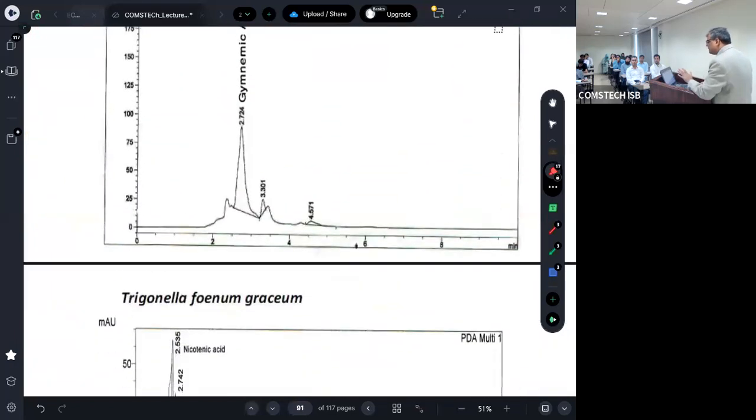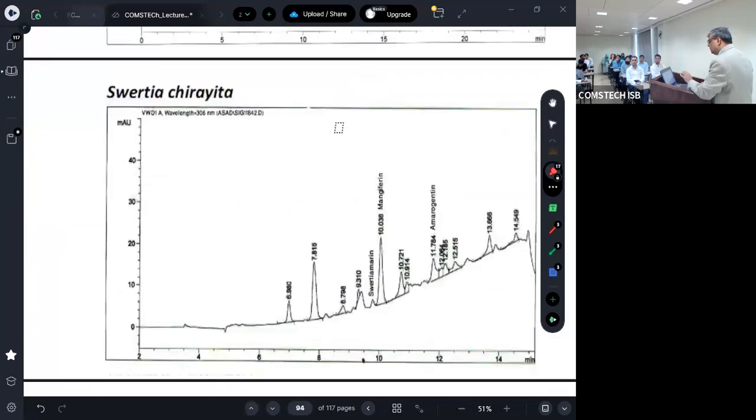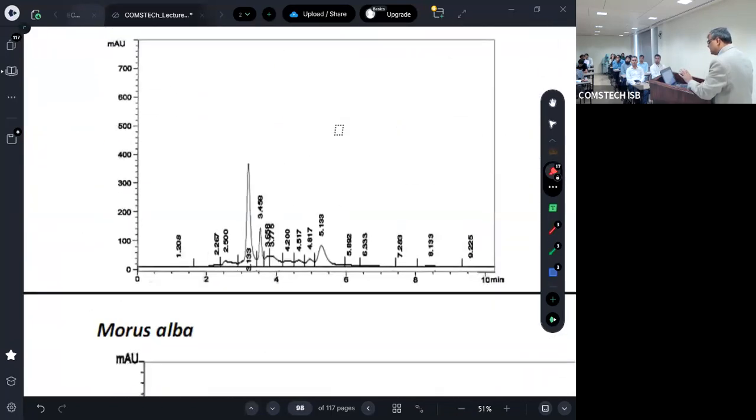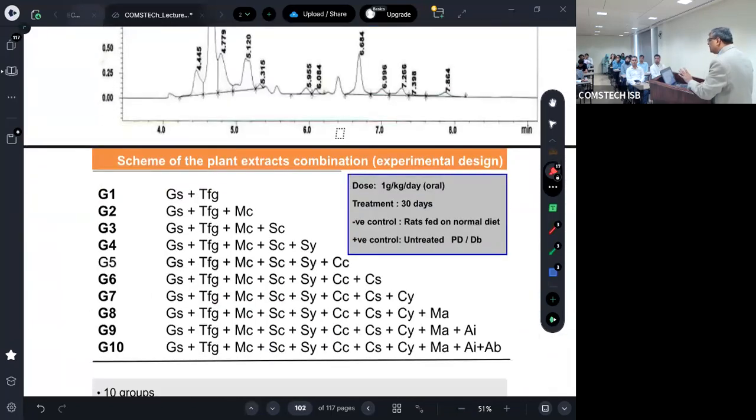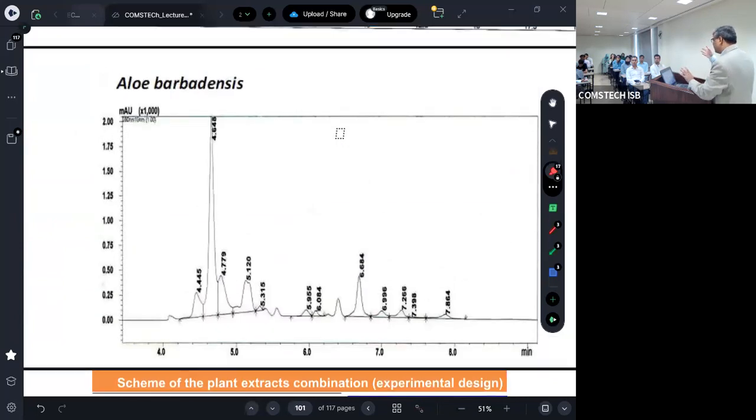By doing HPLC on all the extracts, we try to understand what the major component is. We did HPLC for all 11. If we make the extract with HPLC data, we call it a standardized extract. A standardized extract is always good, in the sense that you know what the major components are and what kind of components are there.